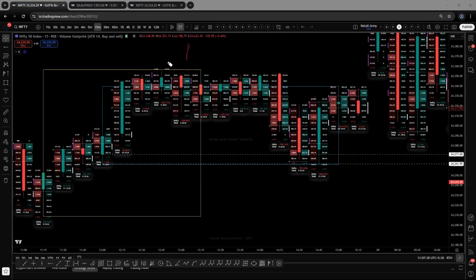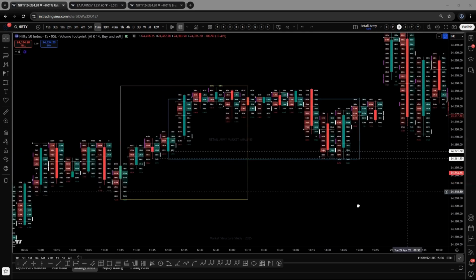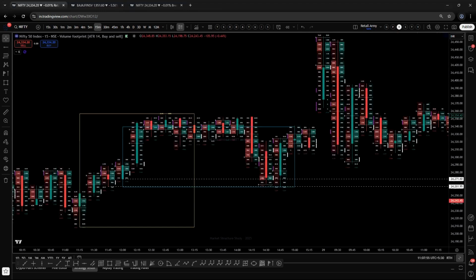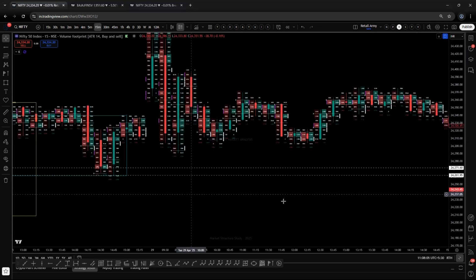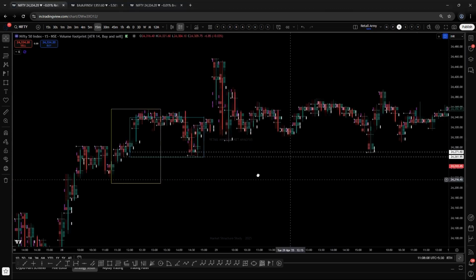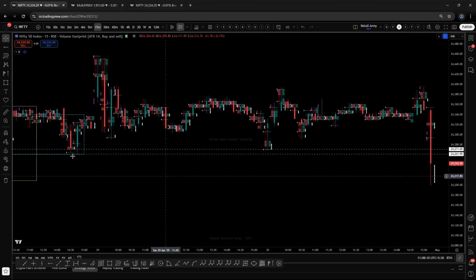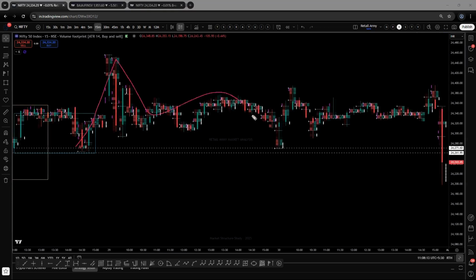So this is an anchor point. Understood? This is an anchor point. So when an anchor point forms, when does it form? Before the final leg, the final move. If I just zoom out a little bit, what has happened here? There was a final leg, blast off. There was an anchor point before that. Now this anchor point, if I go further, it will come and break this point. This was a final leg and now this has broken.